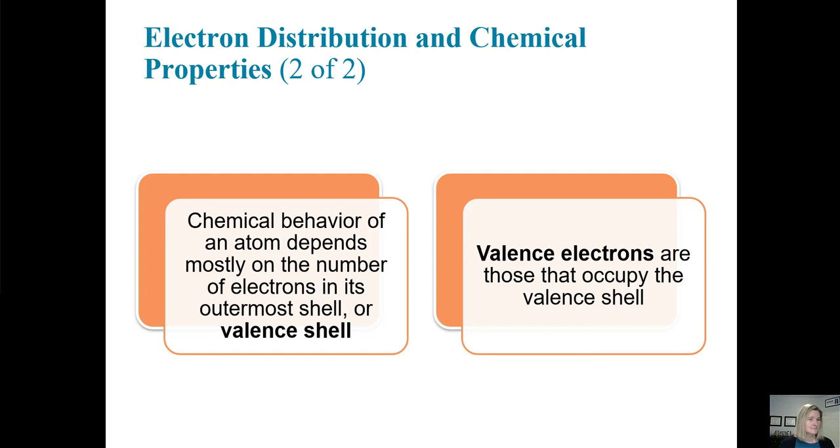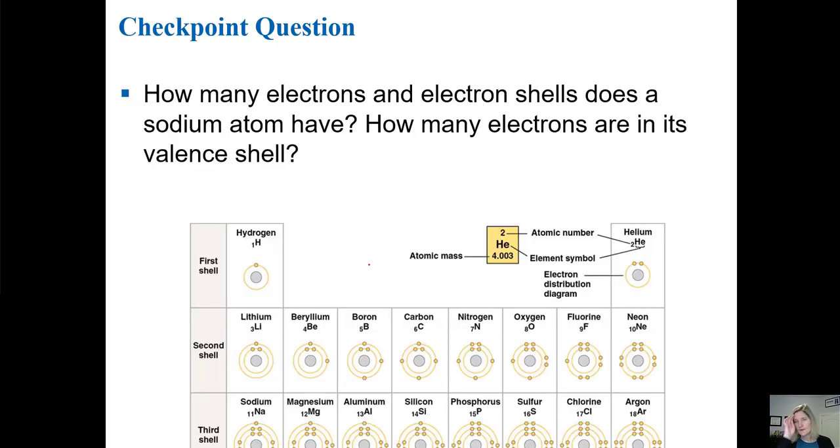Okay. So let's take a look at our first checkpoint questions here. How many electrons and electron shells does a sodium atom have? How many electrons are in its valence shell? So let's locate sodium. There it is. So how many electrons does it have? Well, its proton number is 11, so it also has 11.